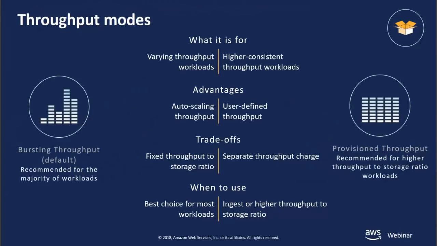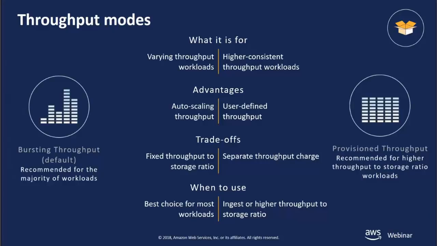So let's go ahead and compare and contrast these two as well. So what is it used for? For bursting throughput mode, it's really for a varying throughput workload. So if you need to burst to high levels of throughput for a short duration, and then scale back down to normal throughput, bursting throughput mode is really the way to go because you're able to do that. There's a bursting model built into bursting throughput mode, which allows you to burst to double your baseline throughput for short periods of time. With provisioned throughput mode, you can have higher consistent throughputs for those workloads that require that.